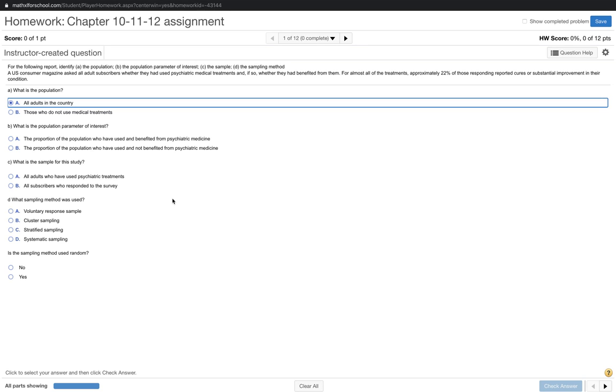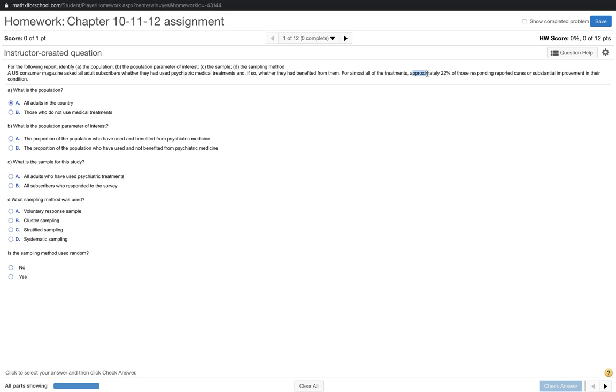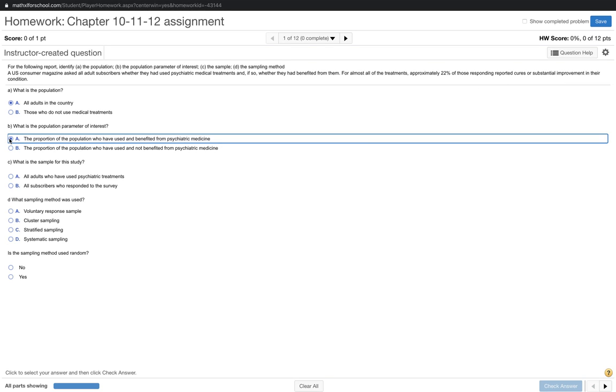B, what is the population parameter of interest? What are they looking at? So we have the proportion of the population who have used and benefited from psychiatric medicine, the proportion of population who have used and not benefited. Well, go back here. For almost all of the treatments, approximately 22% of those responding reported cures or substantial improvement. That to me means benefited.